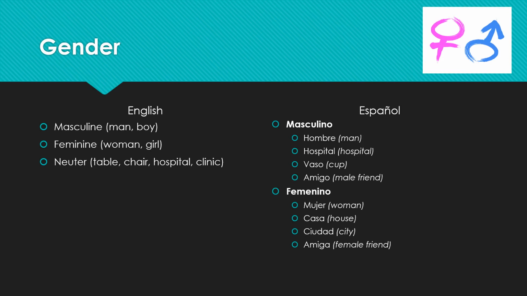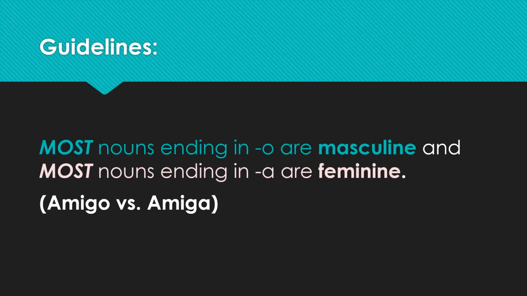So here we have some basic examples of some masculine words in Spanish. Hombre, hospital, vaso, amigo. And some feminine words. Mujer, casa, ciudad, amiga. We do have a lot of rules to memorize for this, so some guidelines for you.